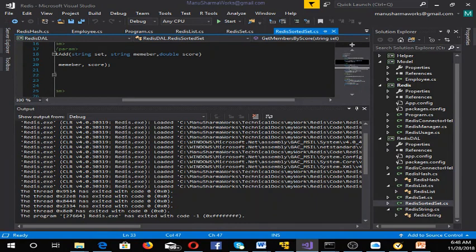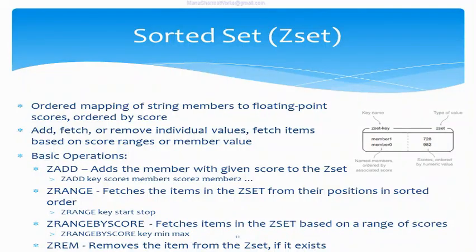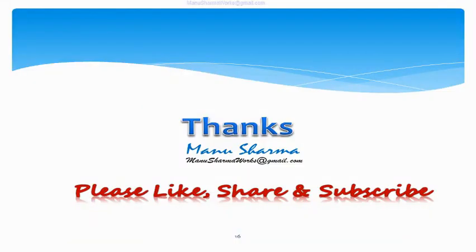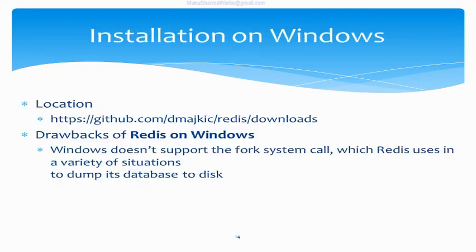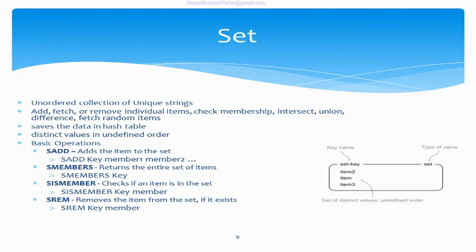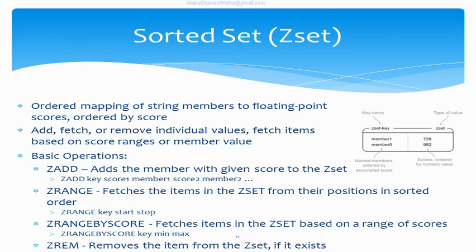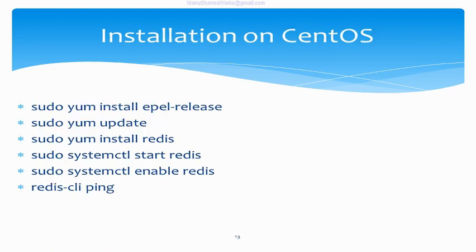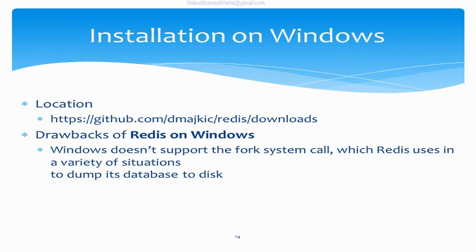Okay, so this is what I have covered in today's demo. I have covered string, list, set, hash, sorted set, how to use these commands and how to use them in .NET, installation of Redis on Ubuntu, the process for CentOS, and then how to use it on Windows. So that's it from my end.